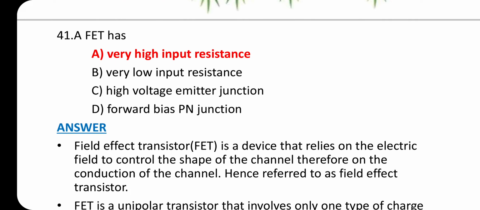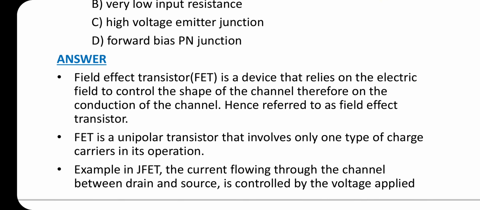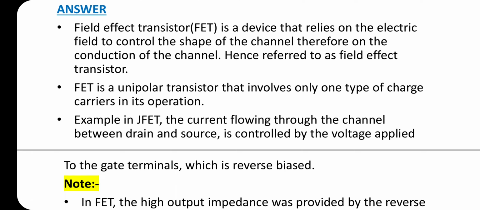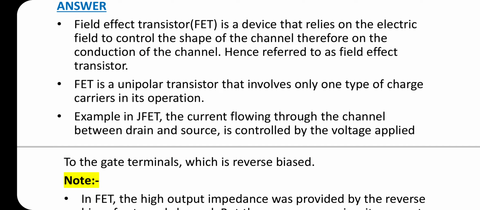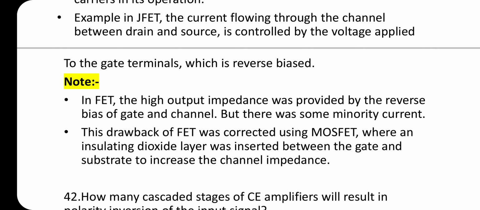A FET has, answer option A, very high input resistance. Field effect transistor, FET, is a device that relies on the electric field to control the shape of the channel, and therefore the conduction of the channel, hence referred to as field effect transistor. FET is a unipolar transistor that involves only one type of charge carrier in its operation. Example, in JFET, the current flowing through the channel between drain and source is controlled by the voltage applied to the gate terminals, which is reverse biased.